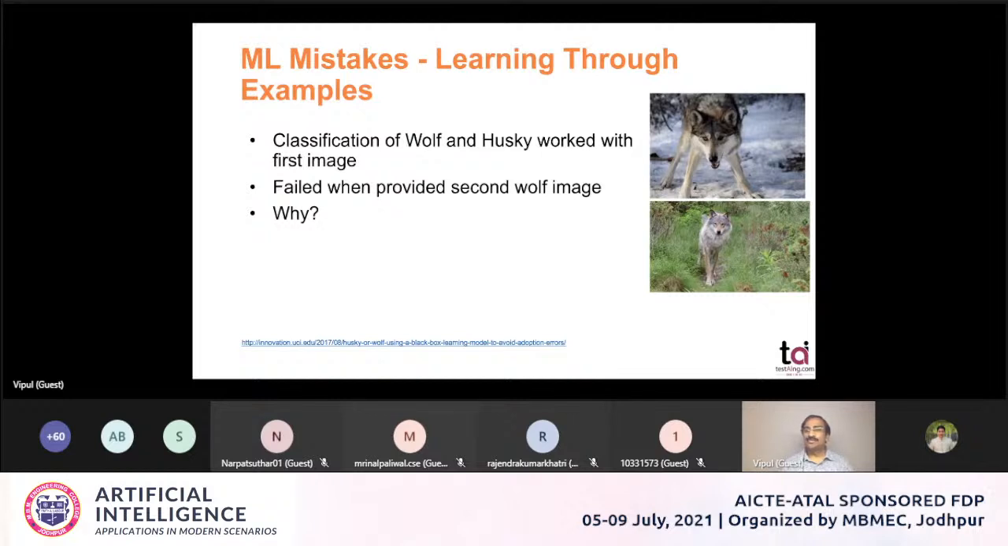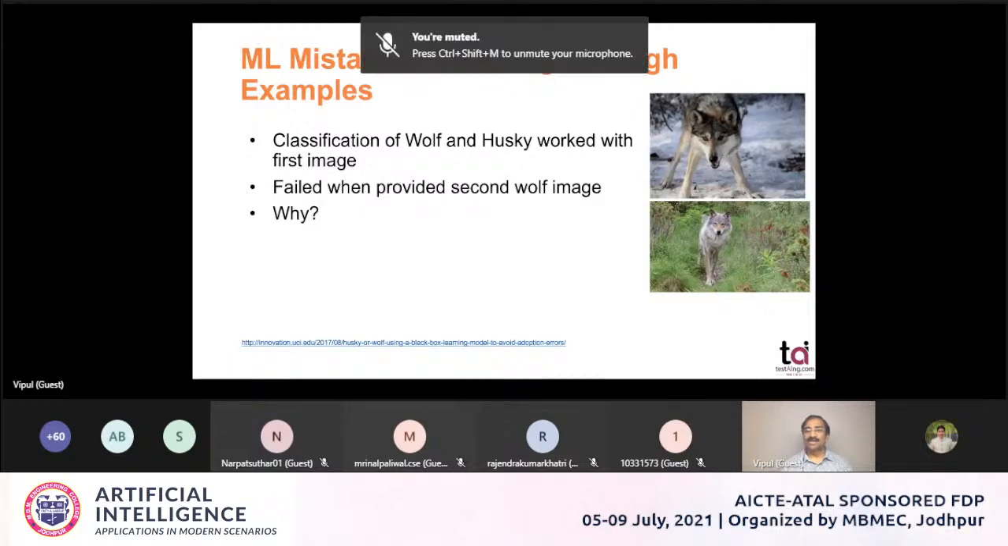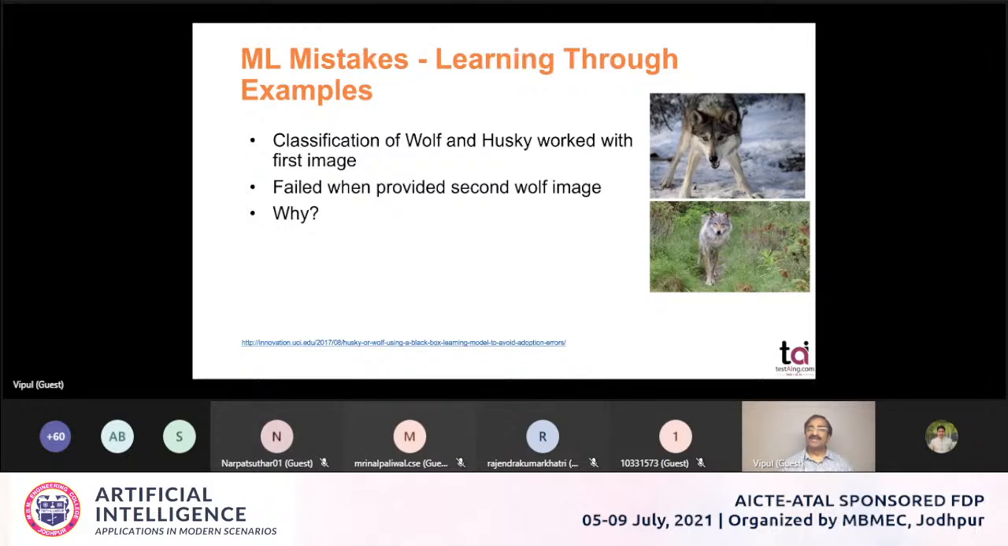The top picture and the bottom picture, both are pictures of wolves. My image recognition algorithm, or classification algorithm, actually classified the top wolf as a wolf and the bottom one as a husky. Any idea why this might have happened? A husky looks very similar to a wolf, by the way.